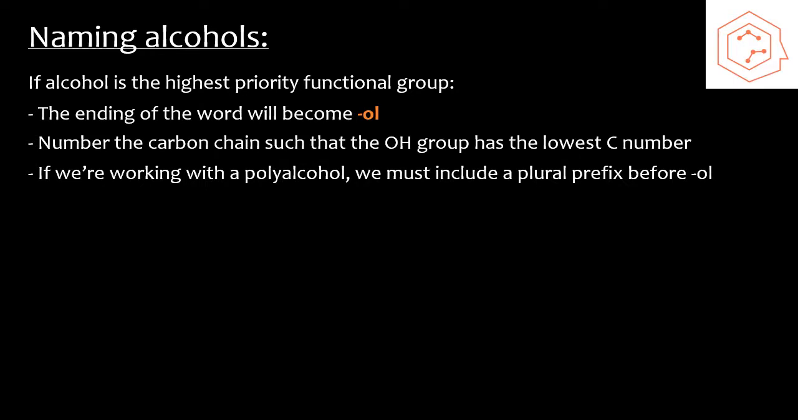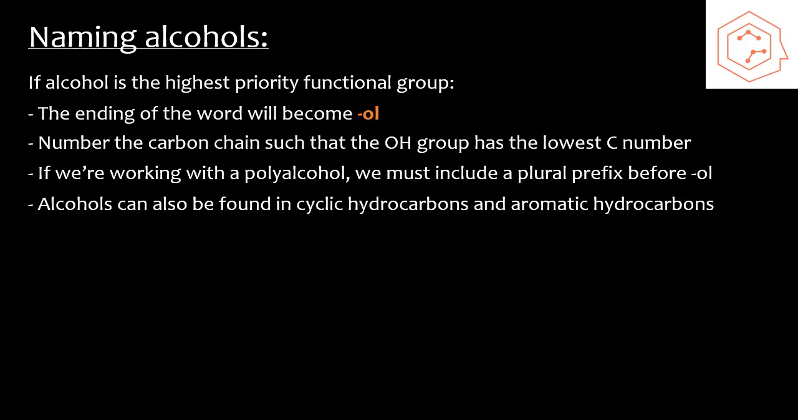So if we're working with a polyalcohol, which means that there's more than 1 hydroxyl group present on the same molecule, then we must include a plural prefix before the -ol ending. And just a reminder, these are our di, tri prefixes that we've encountered in the past. Now, it is also possible that alcohol groups can be found in the cyclic and aromatic hydrocarbons. And if this is the case, then the rules for naming follow what we've established before. But now we just assume that the hydroxyl group is bonded to carbon number 1, and we begin numbering from there.